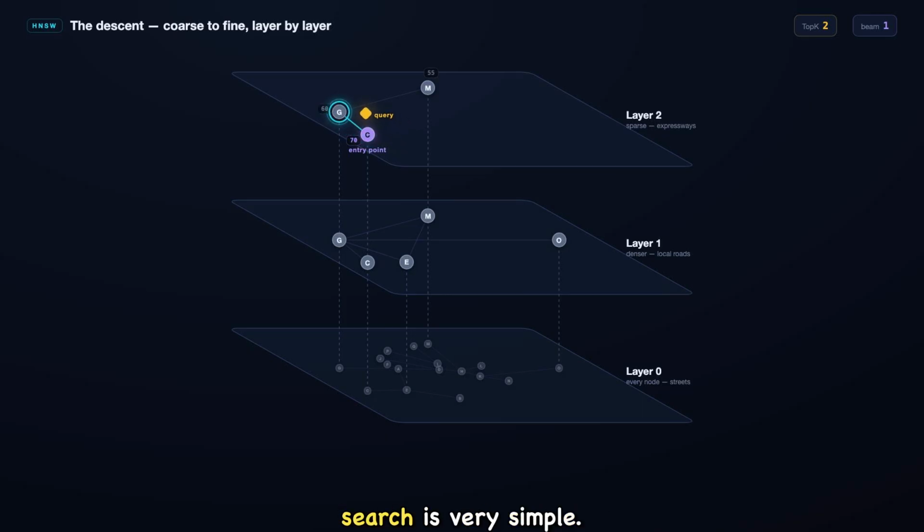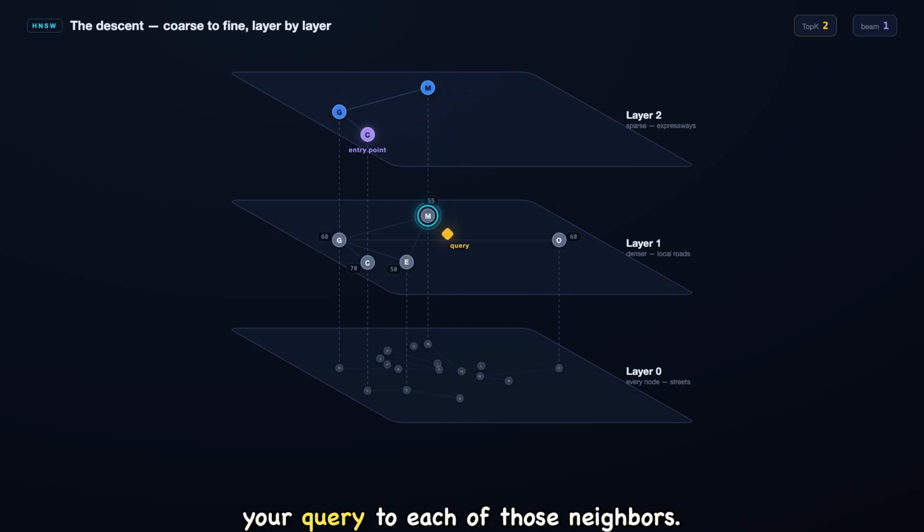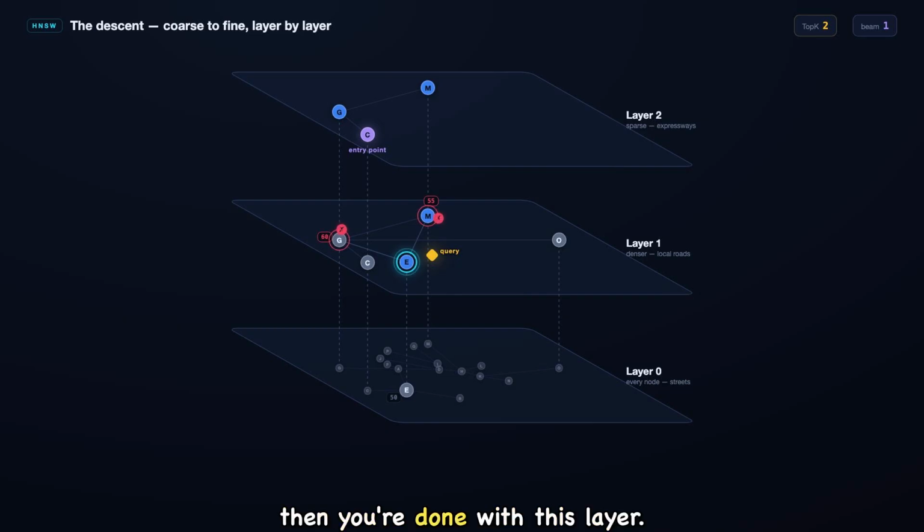On upper layers, search is very simple. Here is the entire procedure. You are standing on a node. Measure the distance from your query to the node you are standing on. Now, on this layer, look at its neighbors. Measure the distance from your query to each of those neighbors. Is any of them closer to the query than where you are standing? If yes, walk to the closest one and then repeat. When no neighbor is closer than the node you are standing on, you're done with this layer. You can go one layer below. That's it. It's pure greedy walking, one node at a time.